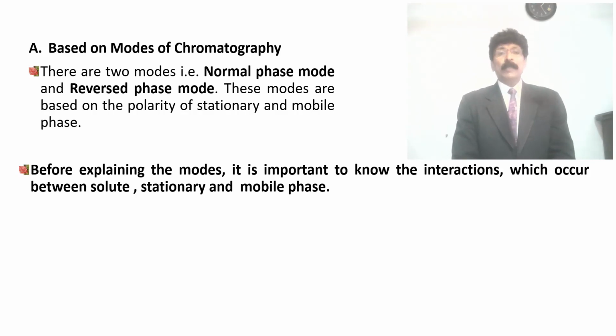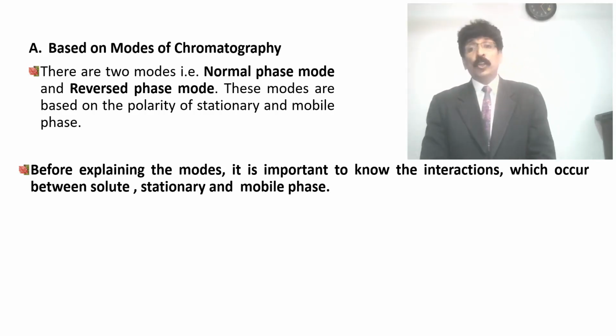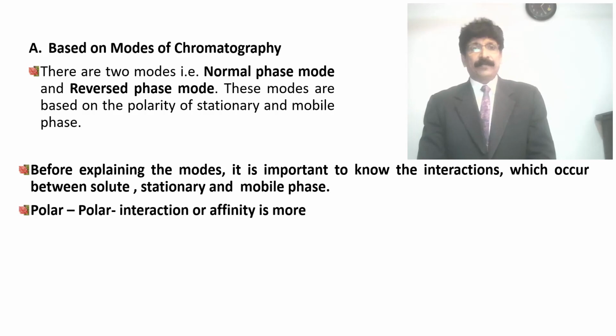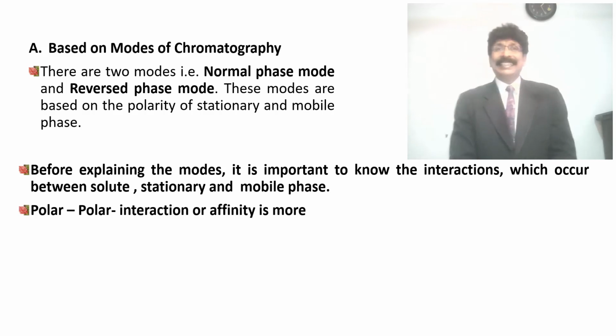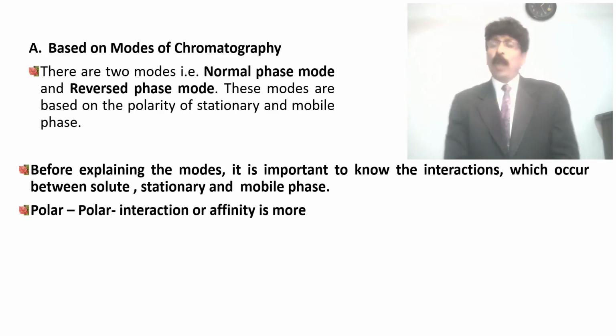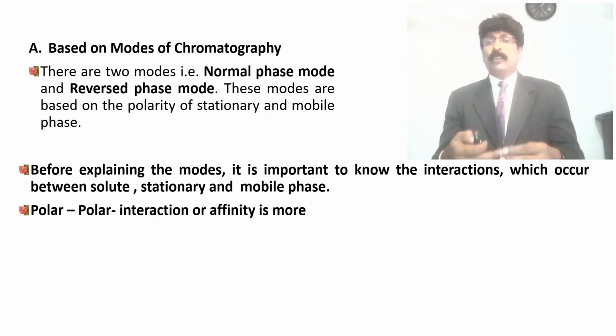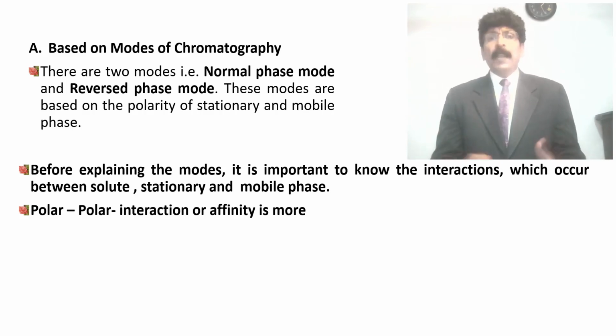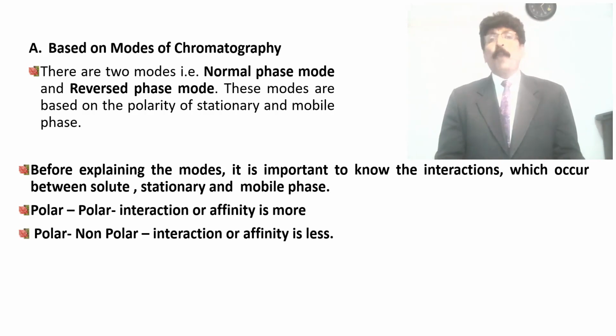Before explaining the mode, it is important to know the interaction which occurs between the solute, the sample actually, and the stationary and mobile phases. Polar interaction or affinity is more. That means between polar and polar compounds, their affinity, solubility and attraction is more, and they will be linked strongly. When you see polar and non-polar, they are immiscible, the interaction is less and their affinity is less.